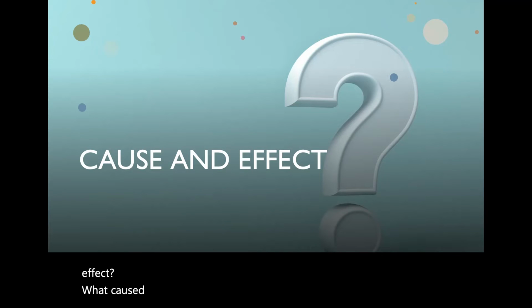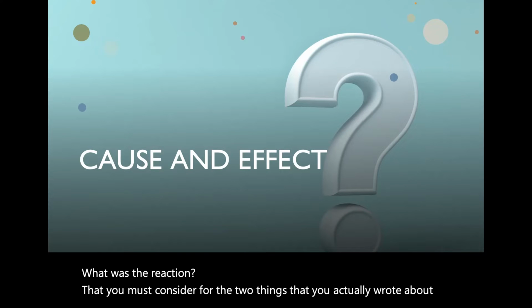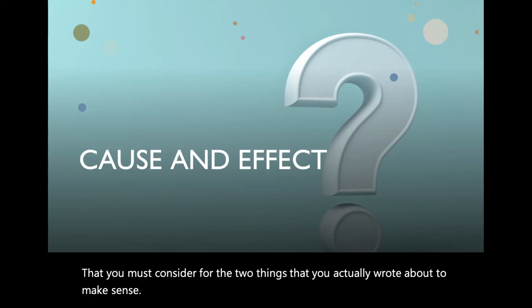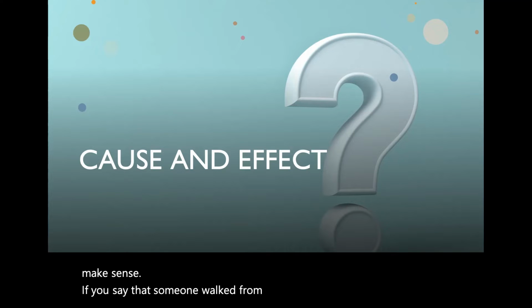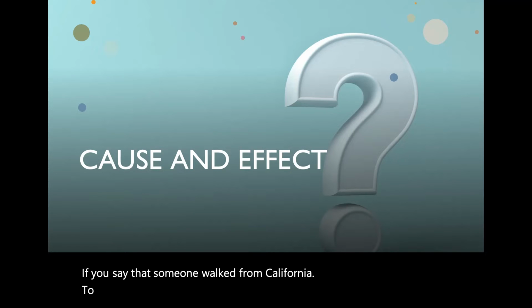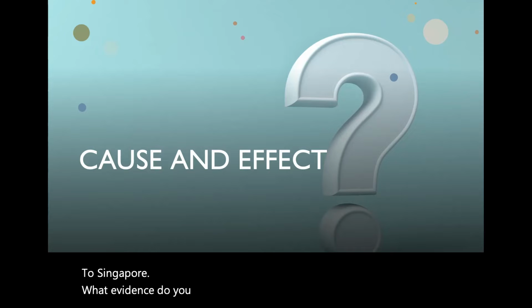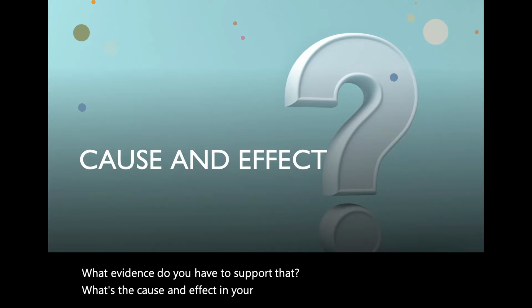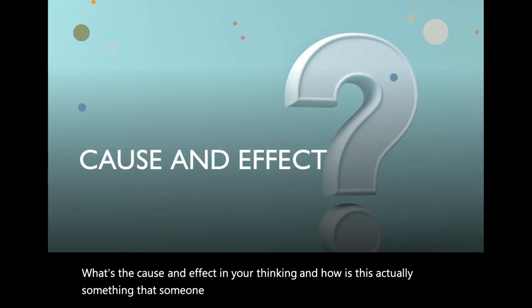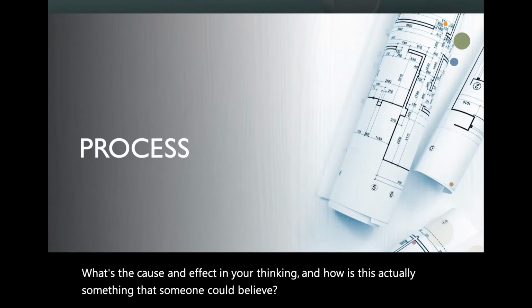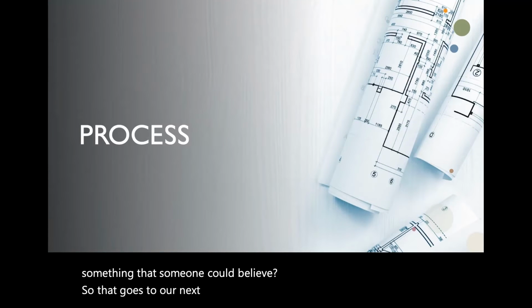What was the reaction that you must consider for the two things that you actually wrote about to make sense? If you say that someone walked from California to Singapore, what evidence do you have to support that? What's the cause and effect in your thinking? And how is this actually something that someone could believe? So that goes to our next statement about process.